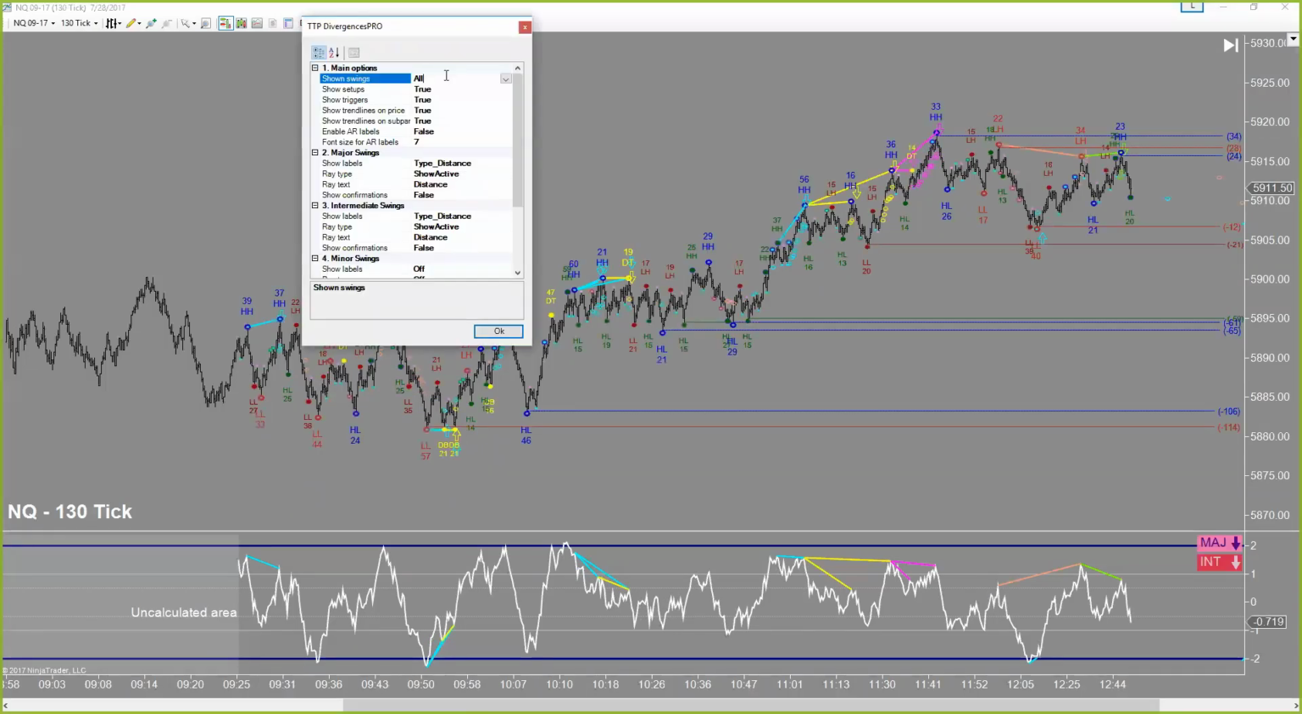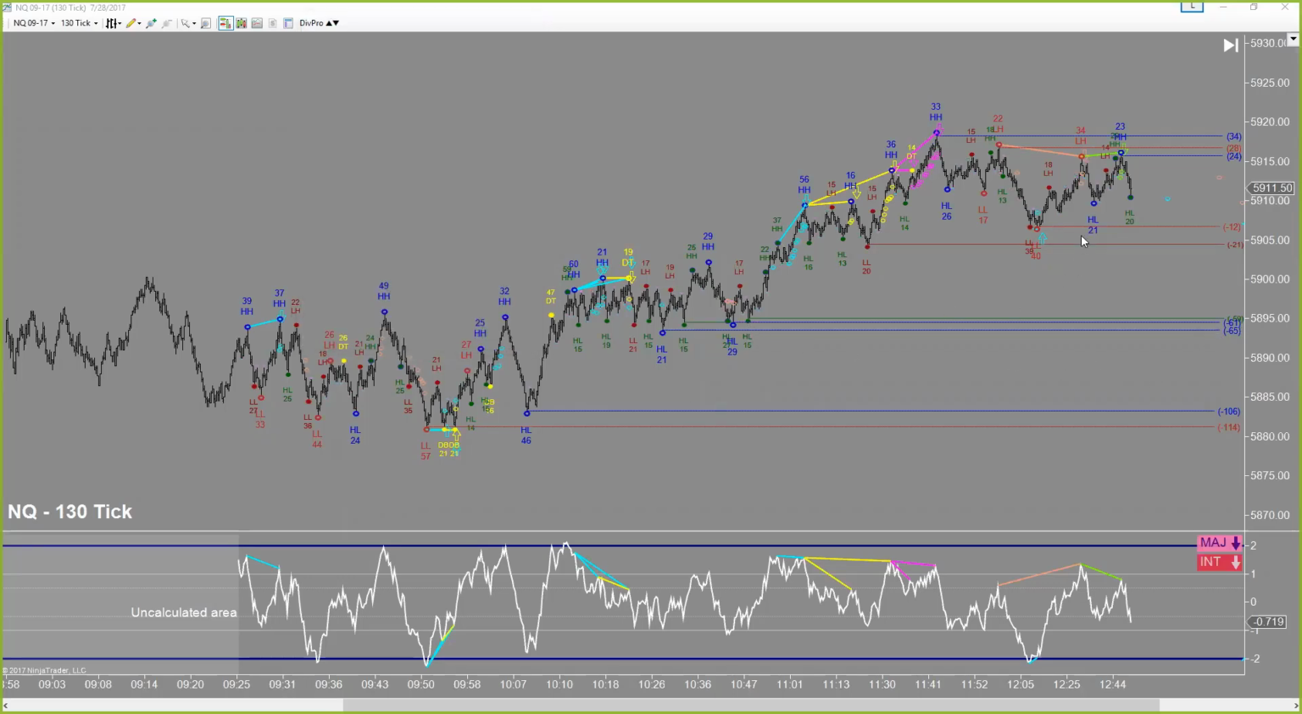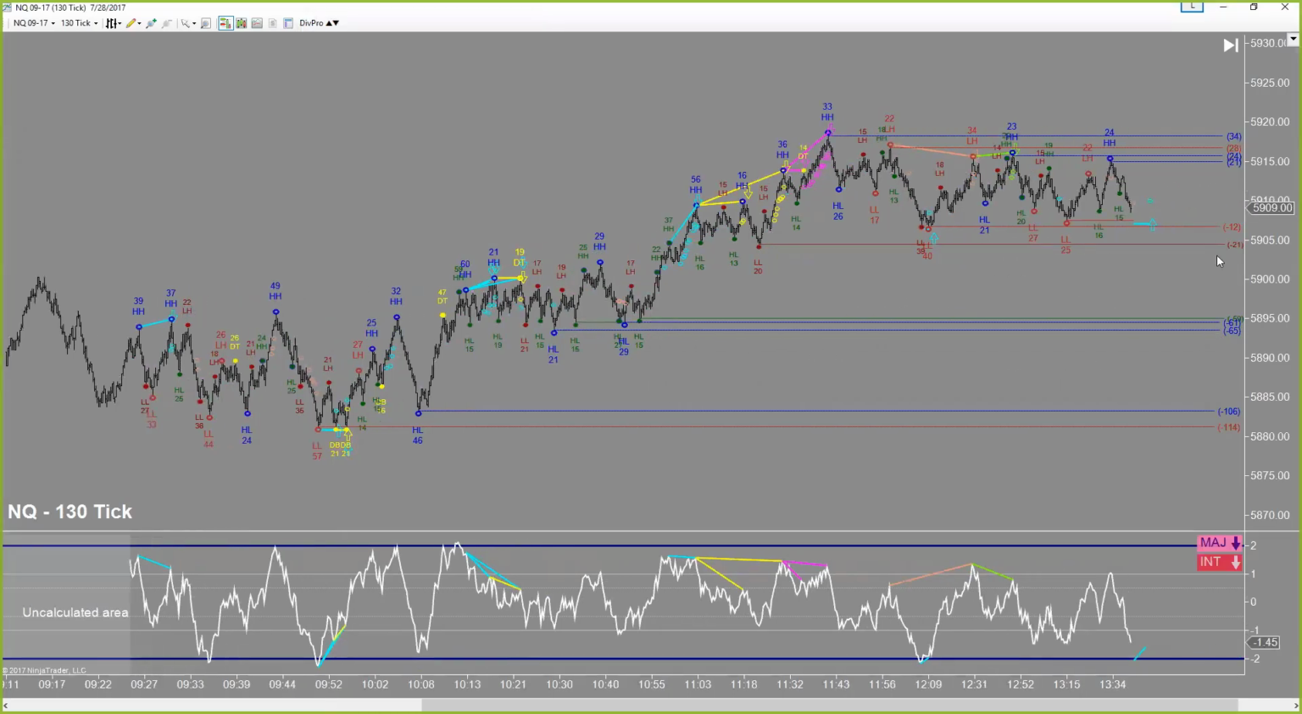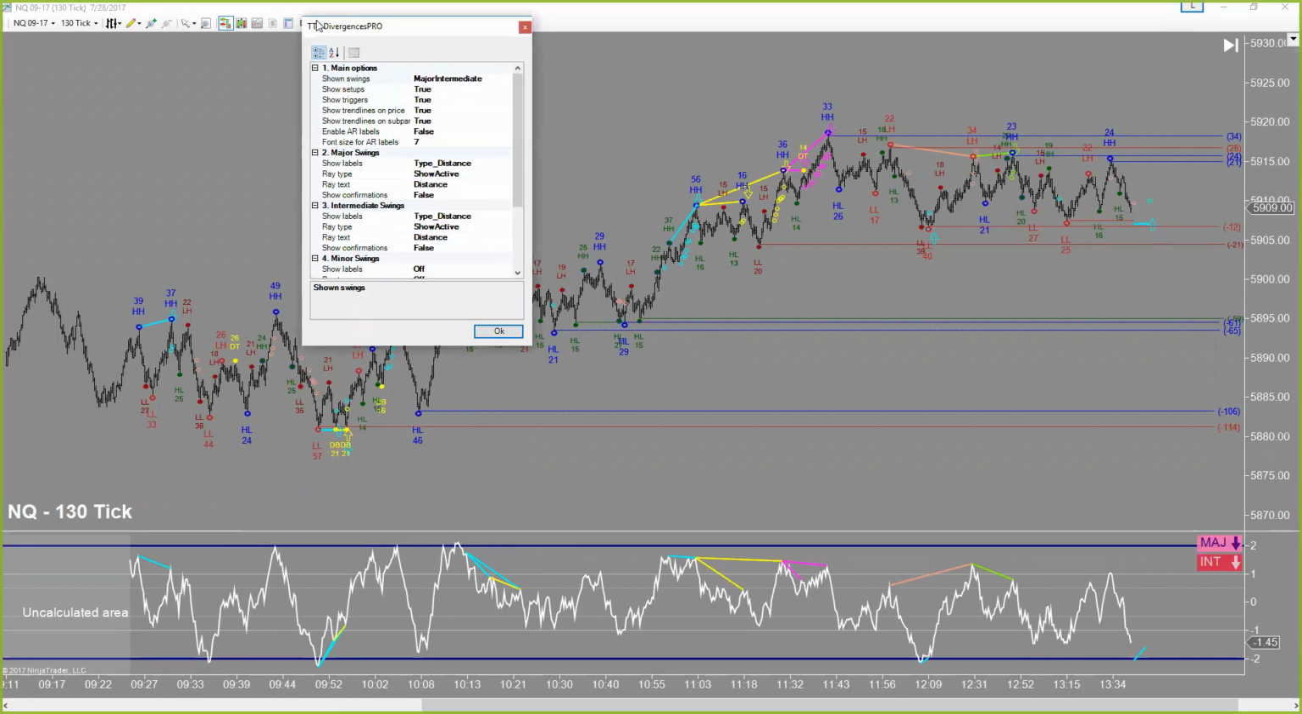I'm going to turn all these off now. I'll leave some of them on. We're also looking at the swing highs and lows that have not been broken and how far away they are from price. And that's what these lines are, just to make that clear.